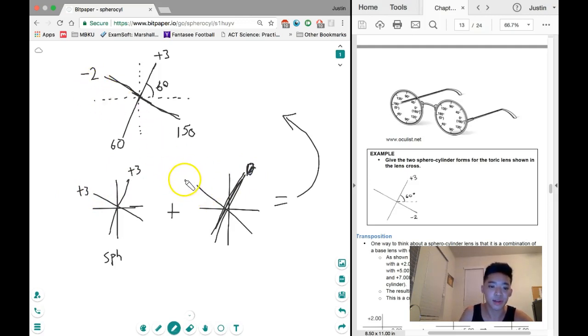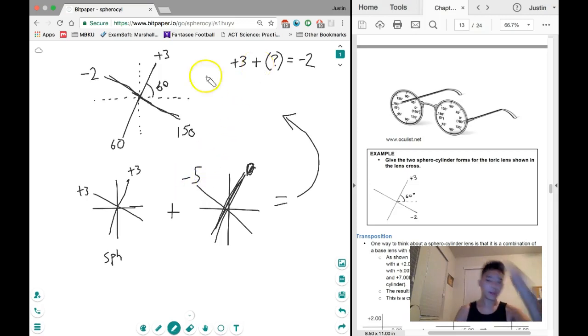This is where a little bit of algebra comes in. You can write it out, and I recommend that at first, to help you keep track of your numbers. And I see that this is going to be -5. And this is going to be your first. I think that is it. Give the two spherocylinder forms. Interesting, I didn't even do this one. My manual's blank.